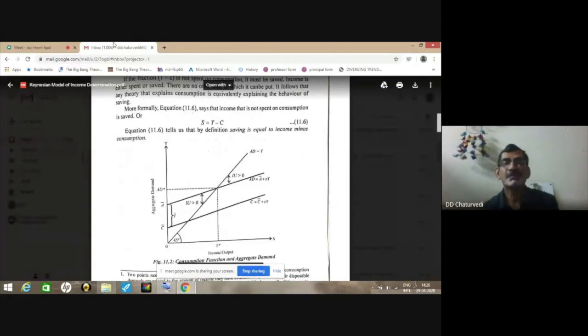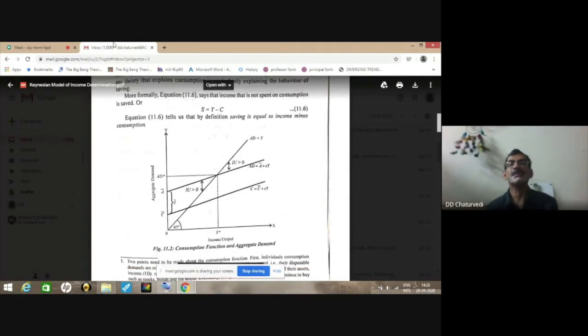Now we have the second diagram in this chapter, given by figure number 11.2. Here we have relaxed the assumption. In figure number 11.1, we assumed that aggregate demand is constant, but in real life, aggregate demand, comprising consumption, investment, government expenditure, and foreign purchases, is not constant. It is not exogenous completely. It is not fixed completely.